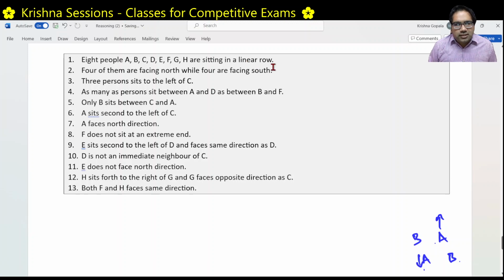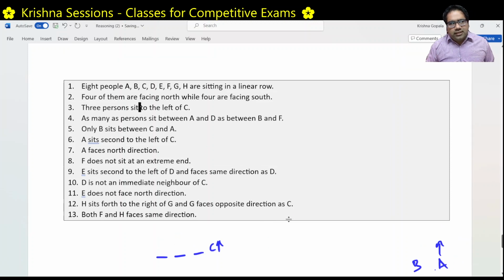It is important to understand or to derive which direction they are sitting also. Each of these A, B, C, D. Three persons sit to the left of C. Right. We don't know if C is facing north or south. If C is facing north, then one, two, three. This is the seating arrangement, right? Three persons sit to the left of C. Again, a lot of printing mistakes.